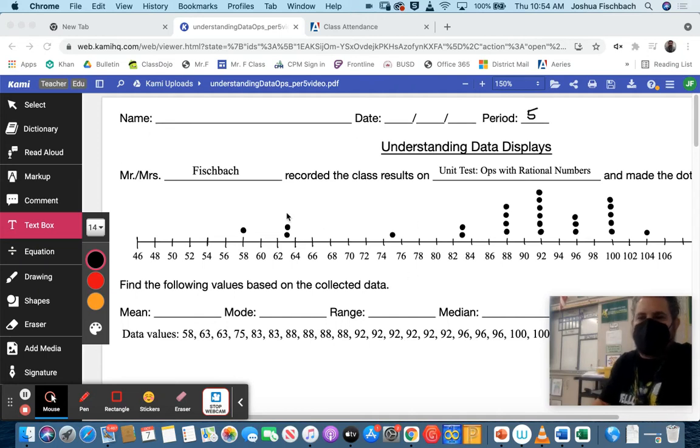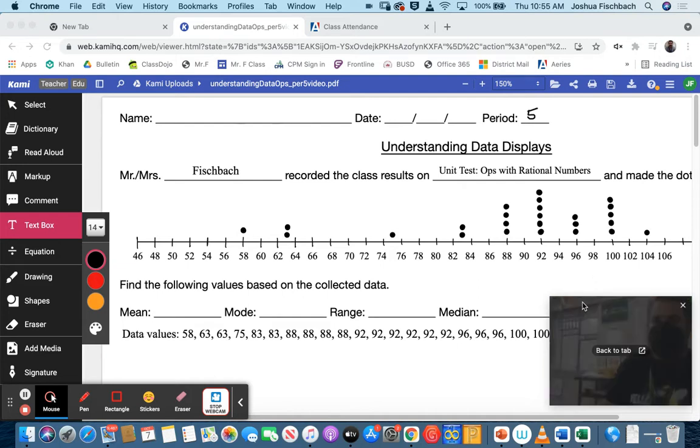All right, so this is an example of how to work with different data displays. In this case, the results for period 5's unit test, operations with rational numbers, was given to us in a dot plot. I took the values from the dot plot and put them into a data value list that you see down here. Every dot on the dot plot is one piece of data, one student's results. I put those pieces of data into this list so I can do some different things with them numerically. That might be a little easier for me.